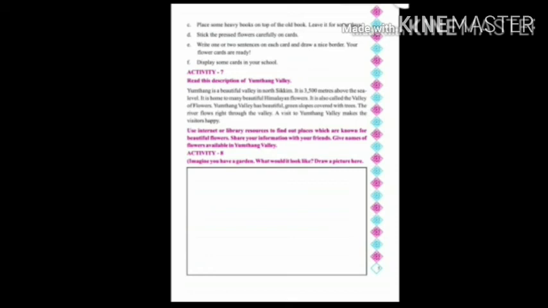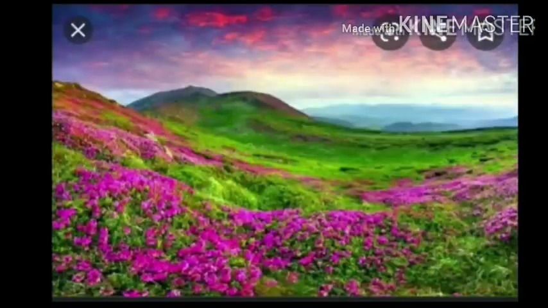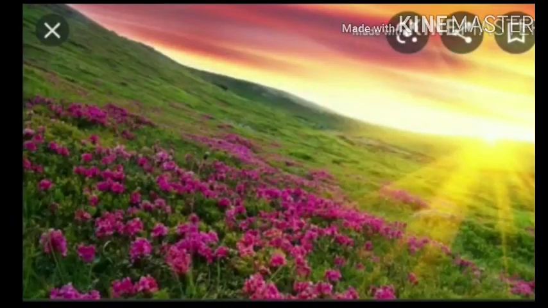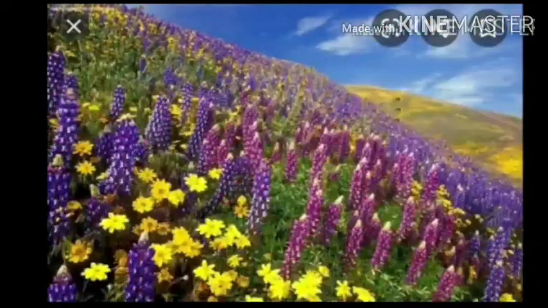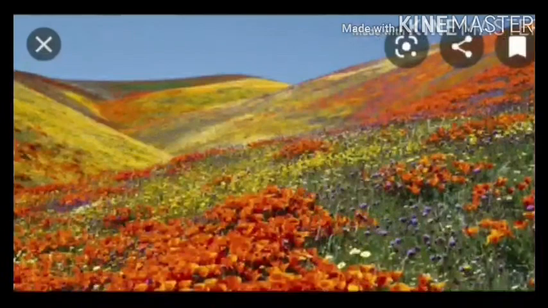Now coming to activity 7, read this description of Yumtang Valley. They are talking about a beautiful valley in North Sikkim. It is Yumtang. Yumtang is a beautiful valley in North Sikkim. It is 3,500 meters above the sea level. It is home of many beautiful Himalayan flowers. That means that many beautiful flowers grow over there. It is also called a valley of flowers.